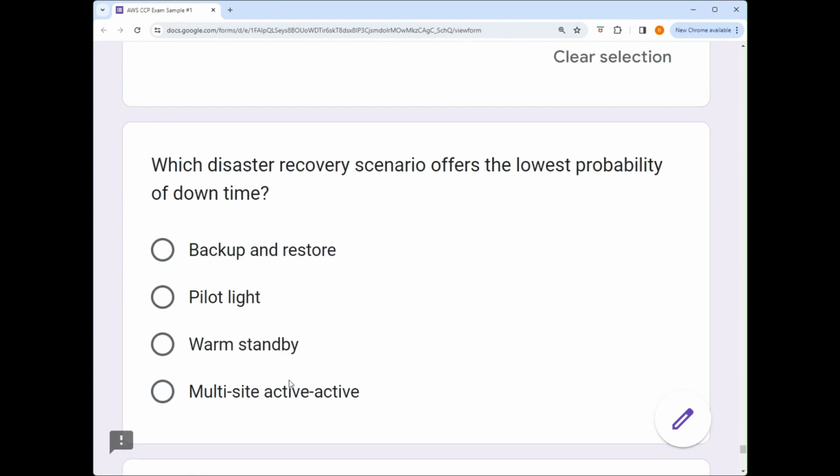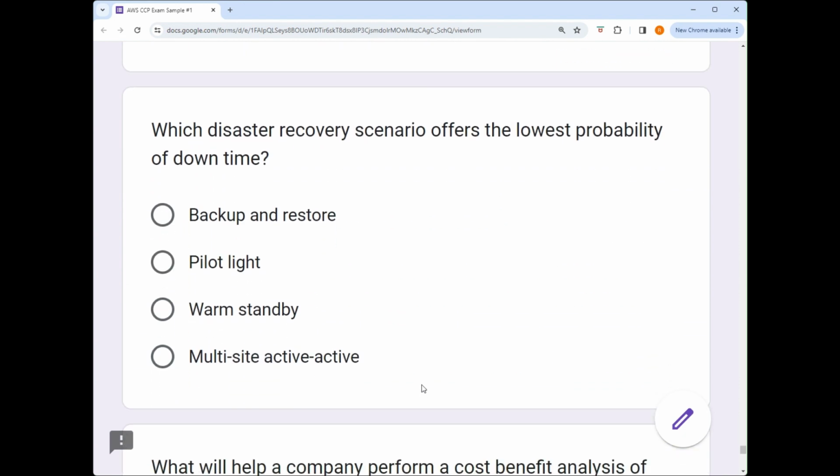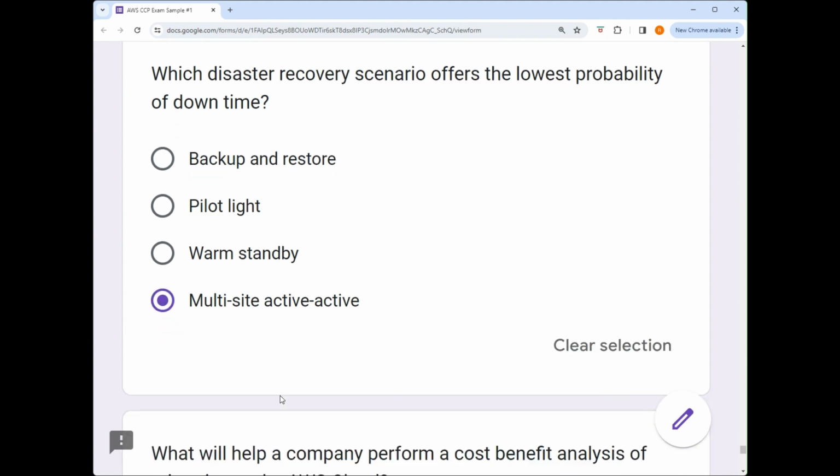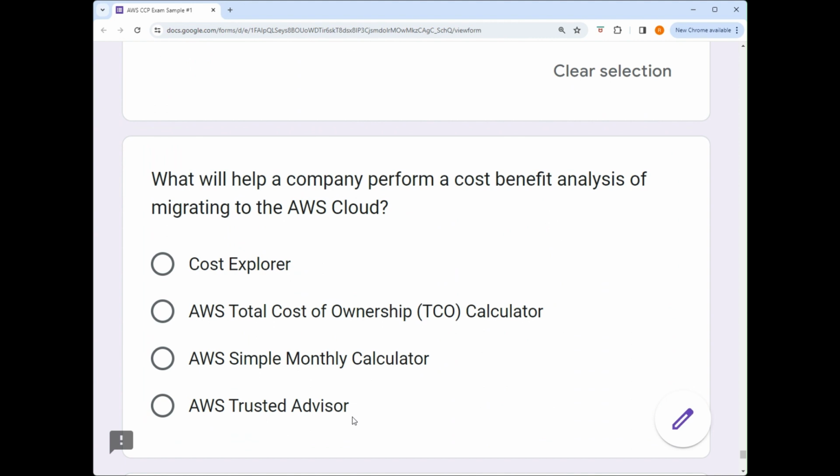Which disaster recovery scenario offers the lowest probability of downtime? Backup and restore. Pilot light. Warm standby. Multi-site active-active. Correct answer: Multi-site active-active.